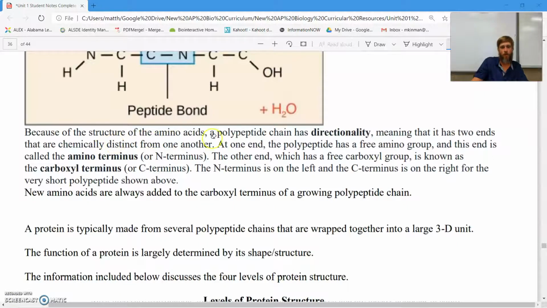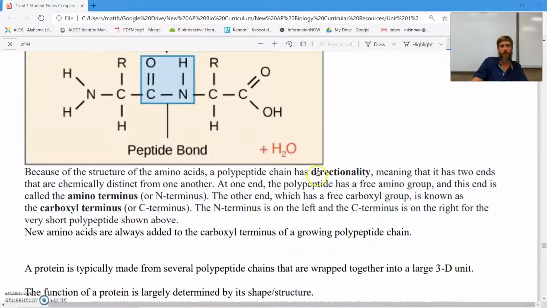All right. So what all of this information tells you is that because of the way the amino acids are bound together in the structure, the polypeptide chain, which is when you link a bunch of these together, has directionality, meaning one end functions for something that the other end does not function for.